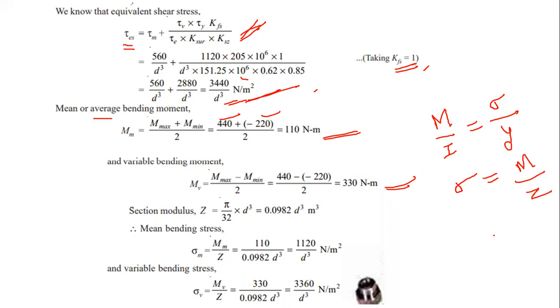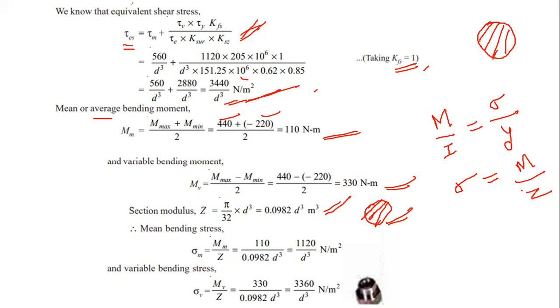For solid circular shafts, Z equal to pi d cube by 32. This is for circular shafts only, the solid circular shaft. So Z equal to pi d cube by 32 for a circular shaft. Now substitute the Z value in the bending stress equation.